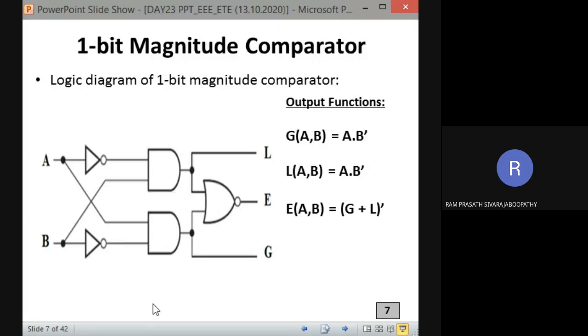Is the circuit diagram clear for everyone? Did you understand how the circuit diagram is drawn? Yes. Okay. So that's all about the 1-bit magnitude comparator design.